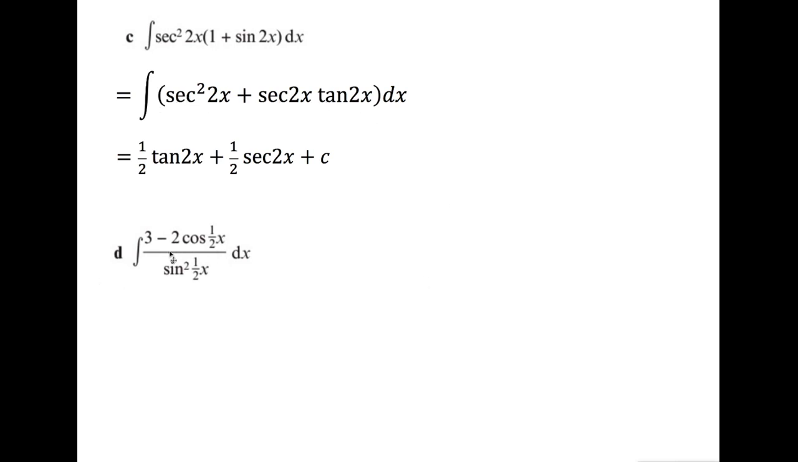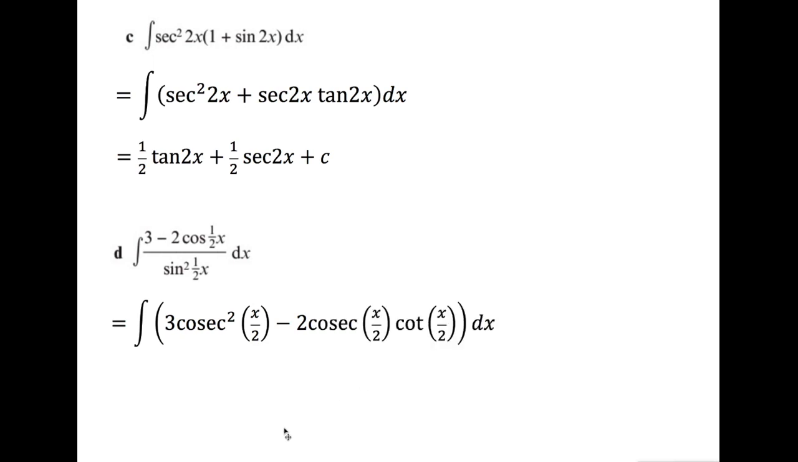Right, the next one, so let's just do everything on the top divided by sine squared half x. So 3 over sine squared half x, that's just going to be 3 cosec squared half x, but I prefer to write like this, you see, with the x over 2. It's a bit simpler, I think. And then this one, subtract 2. Don't forget the 2, of course, it's on the numerator. And then cos over sine squared, that's the same as cos over sine, which is cot, and then another 1 over sine, that's cosec. So alphabetical order, cosec, cot. So it's cosec x over 2, cot x over 2.